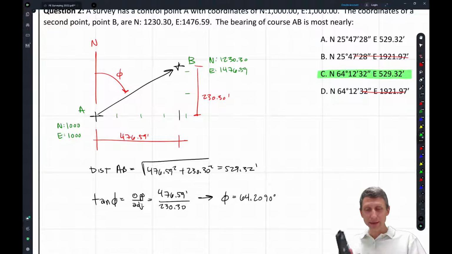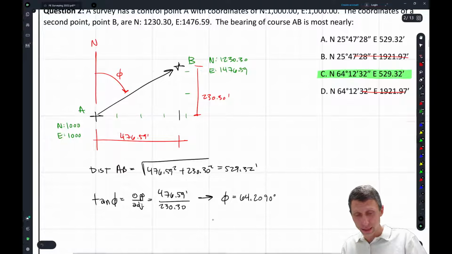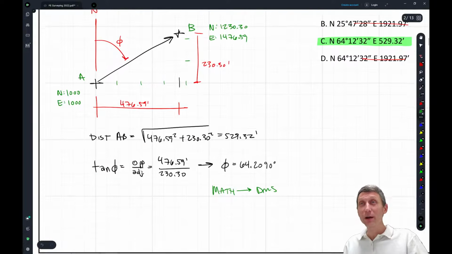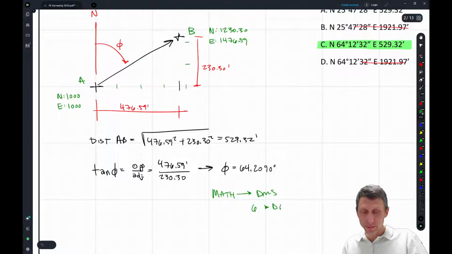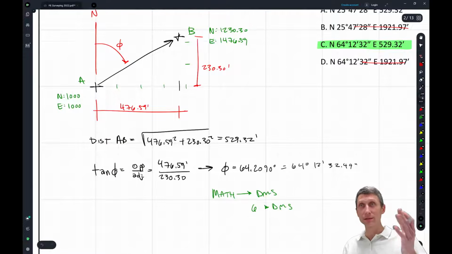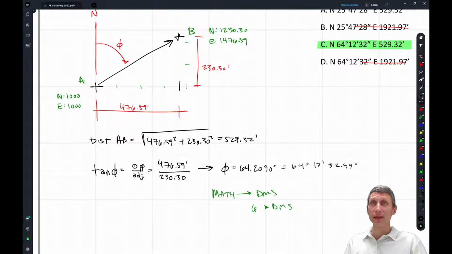I can just hit math, right? So in my TI-36X Pro, I'm just going to hit math. I'm going to go over to DMS, and then under degrees, minutes, seconds, if I go all the way down to the bottom, number 6 is going to be a little triangle in DMS. This will actually convert to degrees, minutes, seconds. So if I put that in, I get a converted value equal to 64 degrees, 12 minutes, 32.49 seconds. It'll actually be 4903 in the calculator.